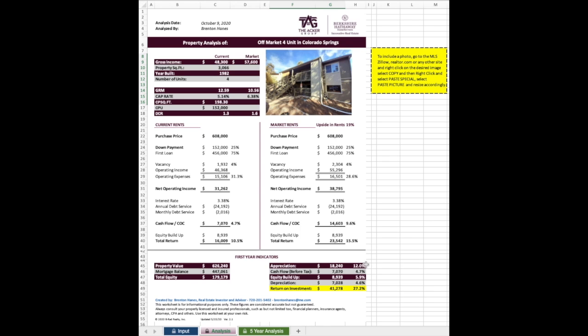So as you can see, I broke down our little Foursquare here, and you can see total return on our investment our first year, just over $40,000, taking in our depreciation and just over a 27% return. So that's it, guys. Real basic. This is a pretty good deal, in my opinion, for Colorado Springs.